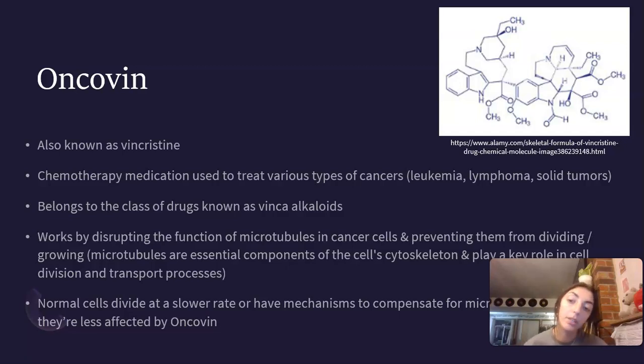And this is important because microtubules are essential components of the cell cytoskeleton, and so they play a key role in cell division and the transport process. Normal cells divide at a slower rate or have mechanisms to compensate for microtubule disruption. So that's why they're less affected by Oncovin than the cancer cells are.